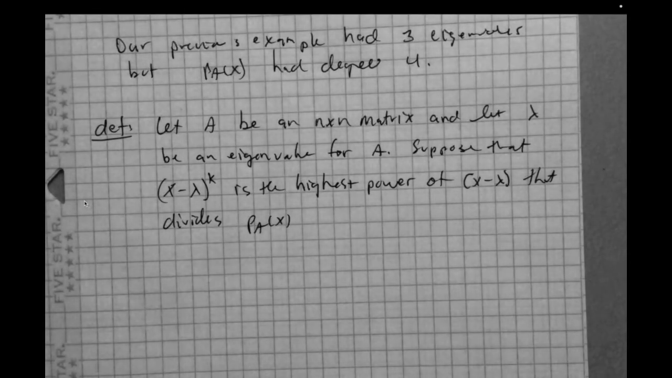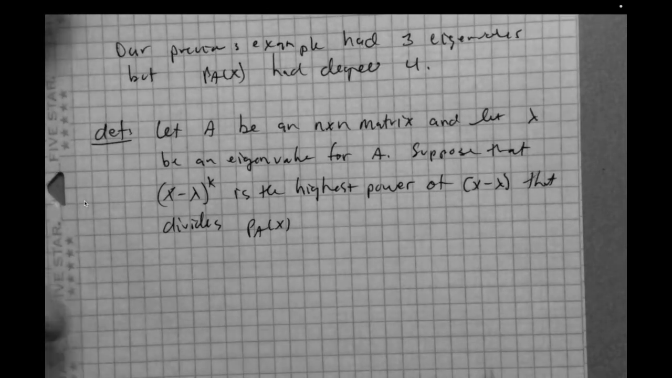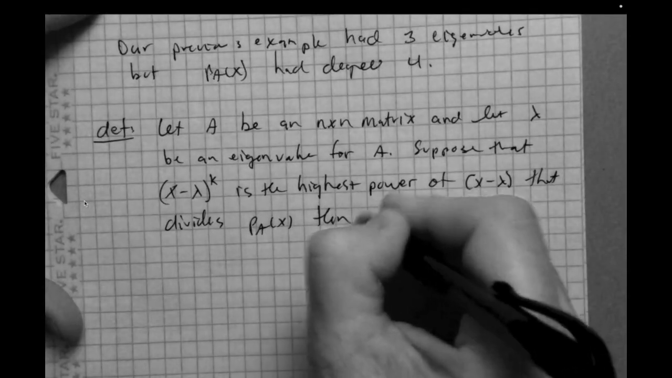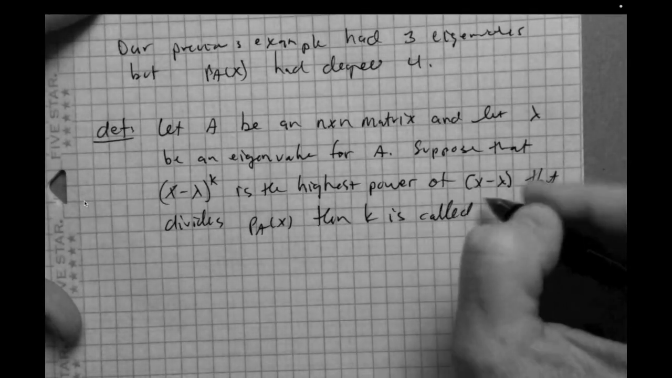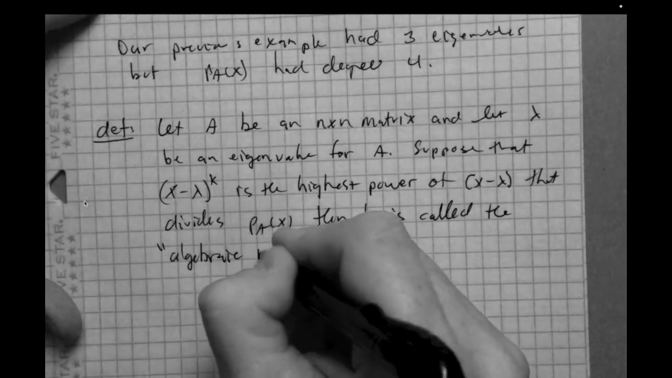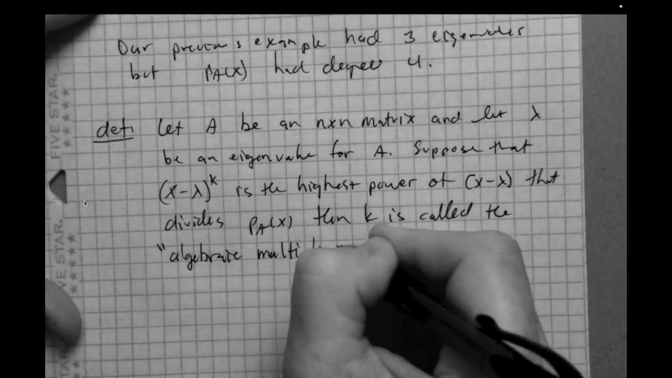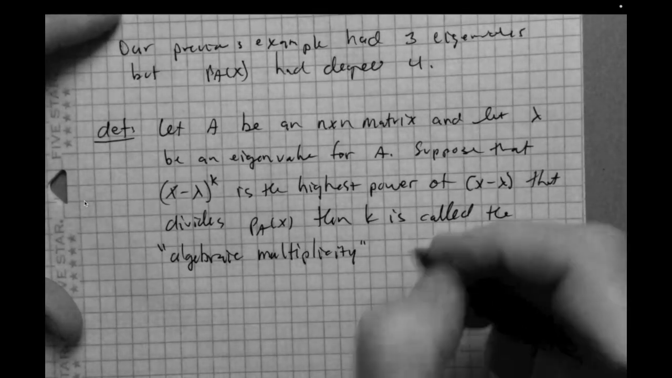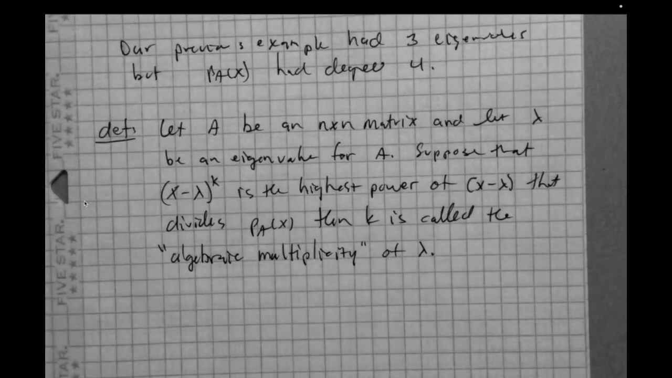So in this case, where (x minus lambda) to the k is the highest power of x minus lambda that divides the characteristic polynomial, then k is called the algebraic multiplicity of lambda. Okay. This will come up later in the course when we start to identify the value and the usefulness of some of this diagonalization stuff. This algebraic multiplicity will come up.